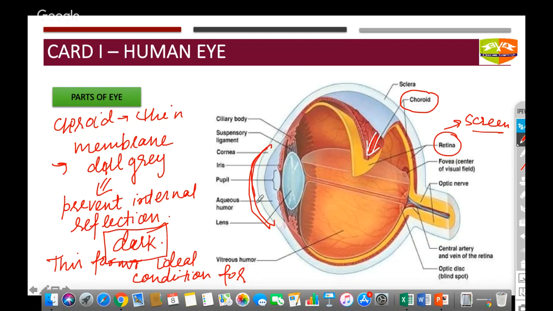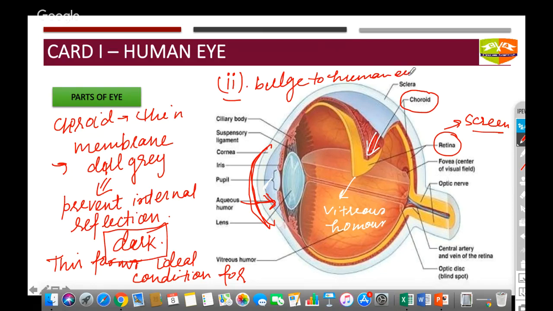After the choroid, what I want to discuss is why this bulge is here. This bulge is due to this aqueous humor which is present over here. There are two kinds of humors in the eye. One is the vitreous humor, which I have already told you prevents collapsing of the eyeball. And the second one is this aqueous humor. The aqueous humor provides the bulge to the human eye or eyeball.